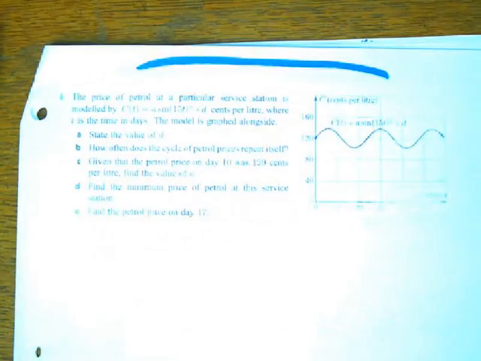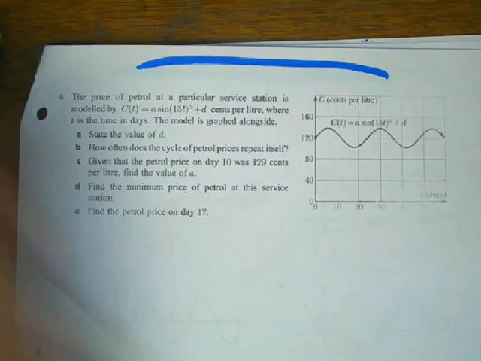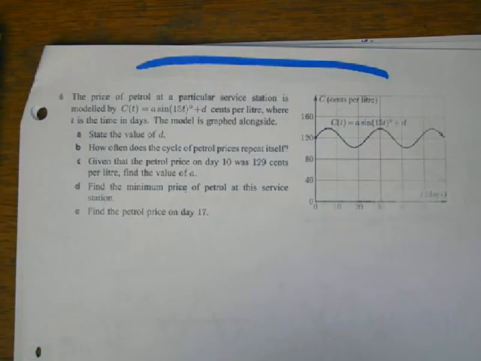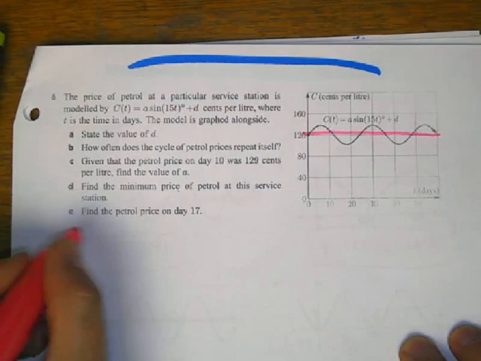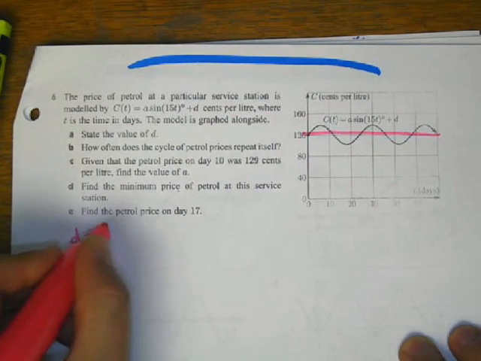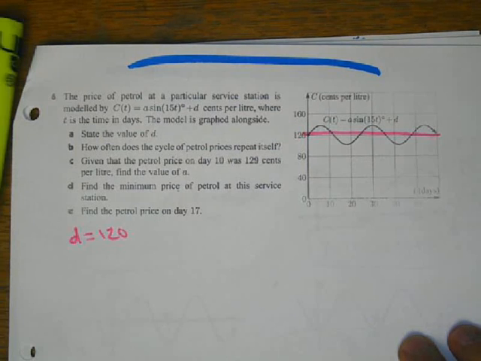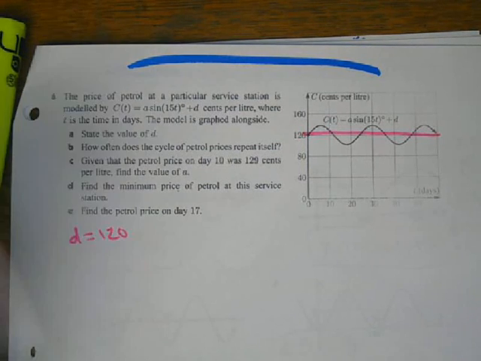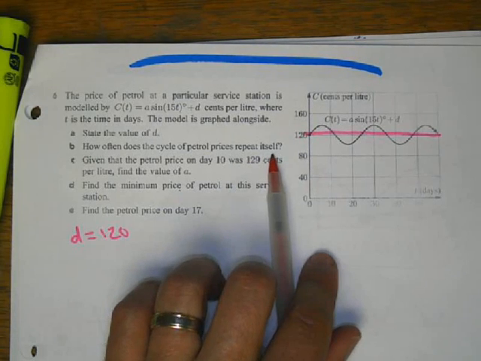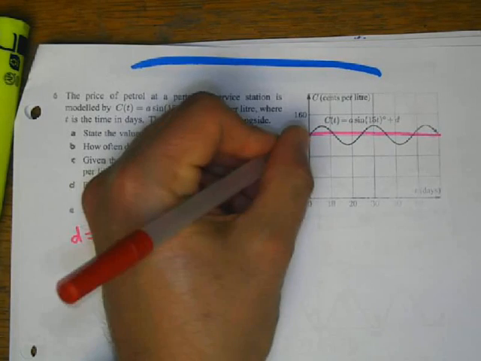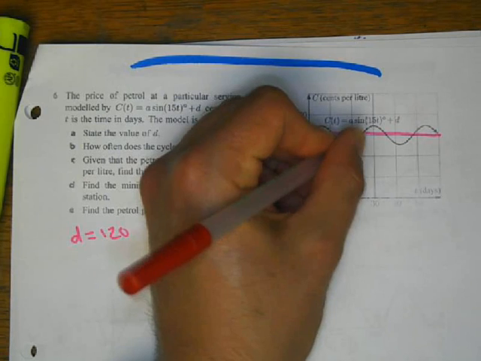Okay, state the value of D. So D is our principal axis. So D equals 120. Find that right away. Okay. How often does a cycle repeat itself? So we start here and it repeats, it stops right here.